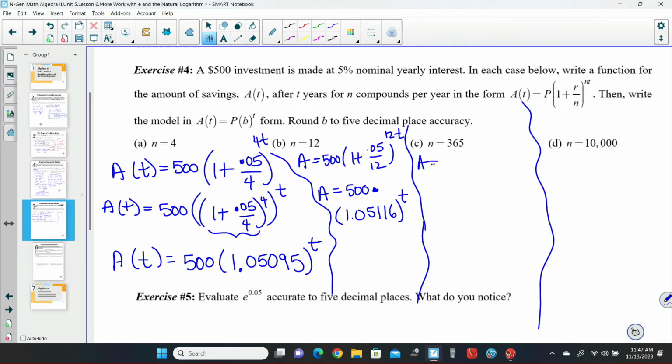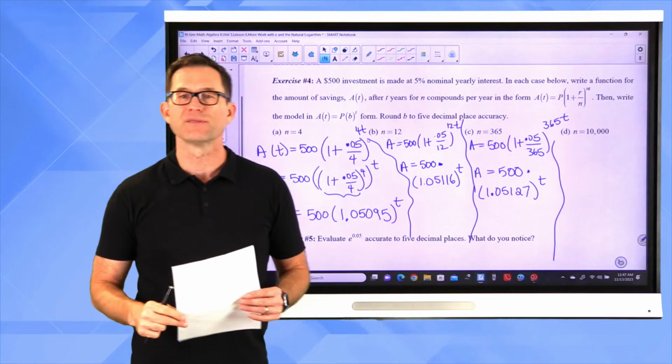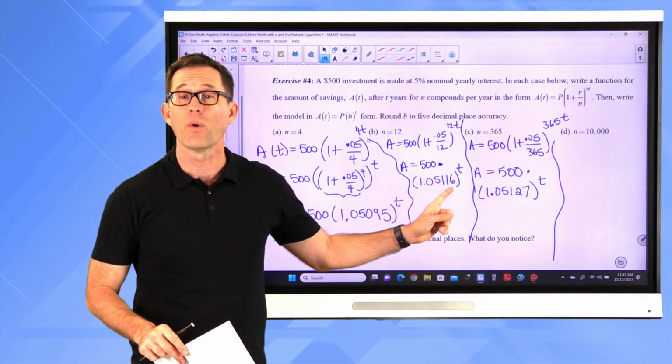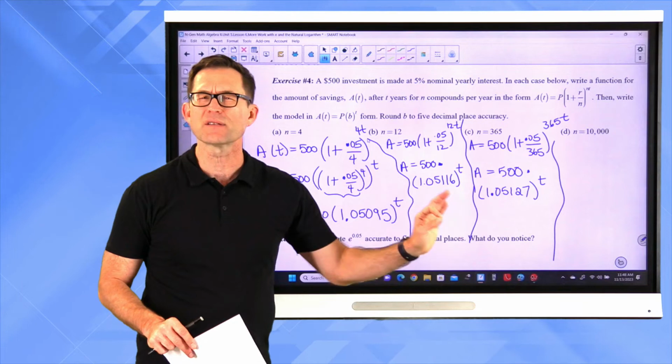Now let's take a look at daily. For daily, the model would be 500 times 1 plus 0.05 divided by 365, to the 365t. If we bring the 365 in and leave the t outside, we get A equals 500 times 1.05127 raised to the t. So again, to review, right here we're getting an effective 5.116% rate. Here, a 5.127% rate. So just a little bit more.